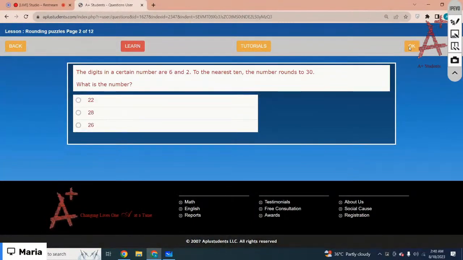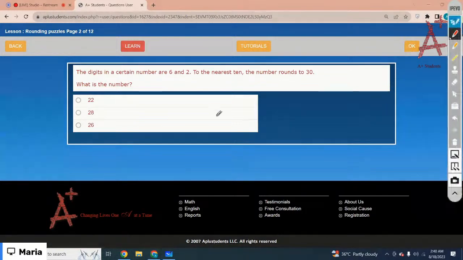The digits in a certain number are 6 and 2, right? To the nearest 10, the number rounds to 30. What is the number? Which is the correct option? You have two digits, 2 and 6, right? You can make two numbers from these digits, 26 and 62. Which number is rounded off to 30? It would be 26. 26 is rounded off to 30. So the correct option is 26.